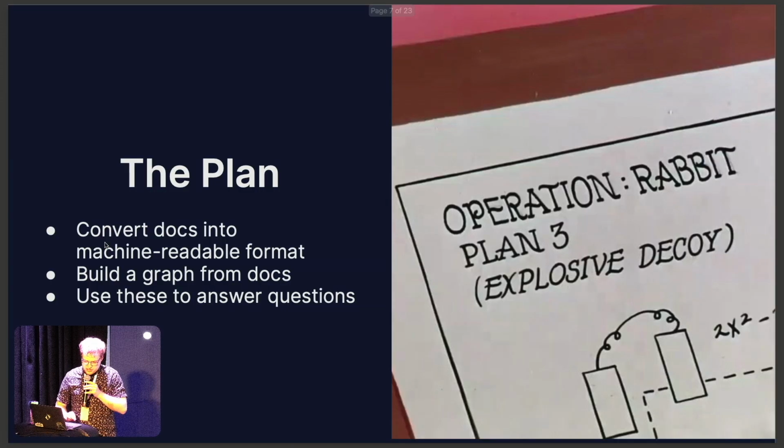So our plan is to convert these docs into a machine-readable format, build a graph from them, which I'll talk a bit about what we use that for, and then use that to answer some questions, either about risk assessments and trying to pinpoint where we want to spend effort, or on helping give incident responders an idea what they're dealing with.